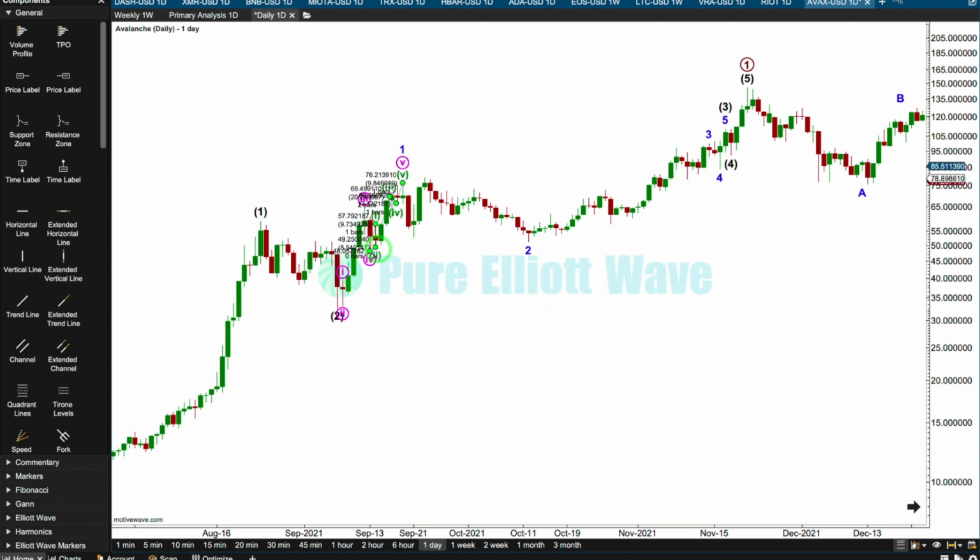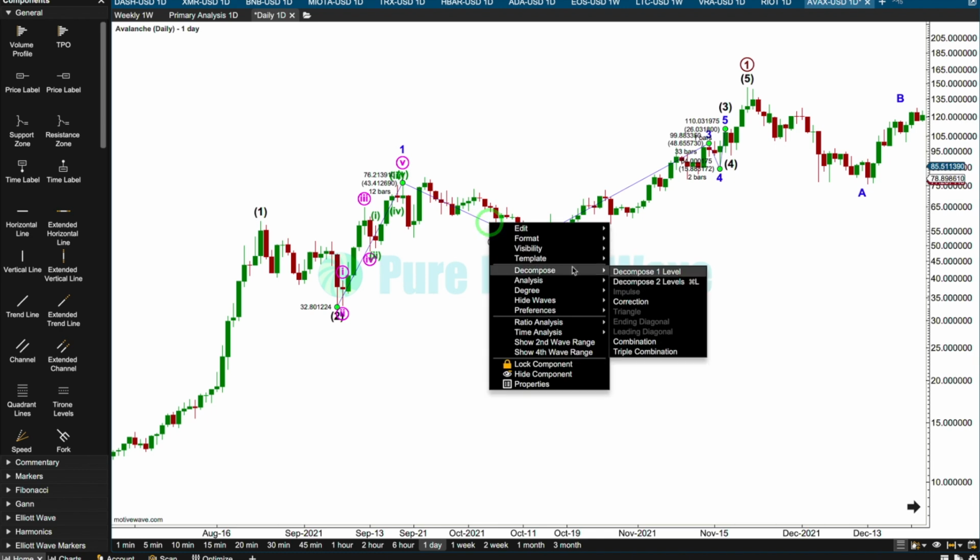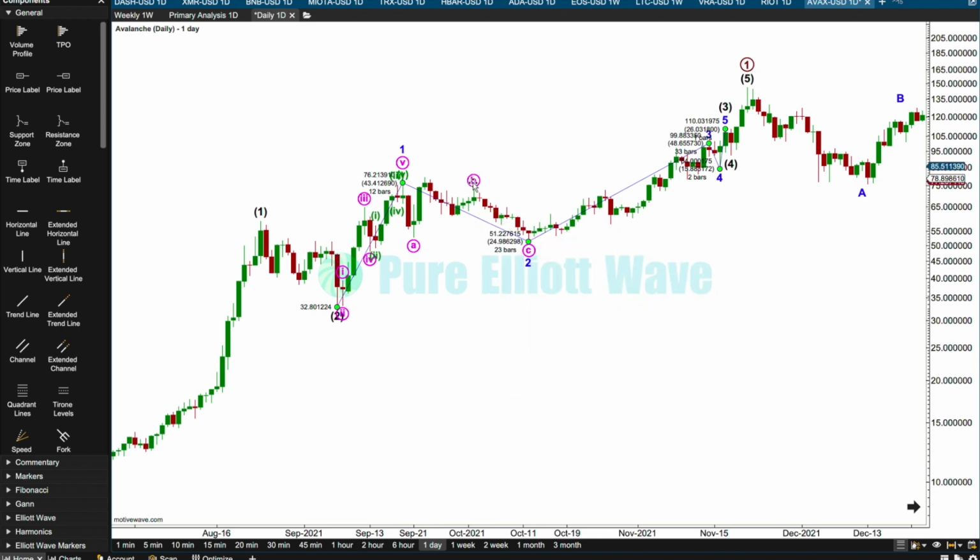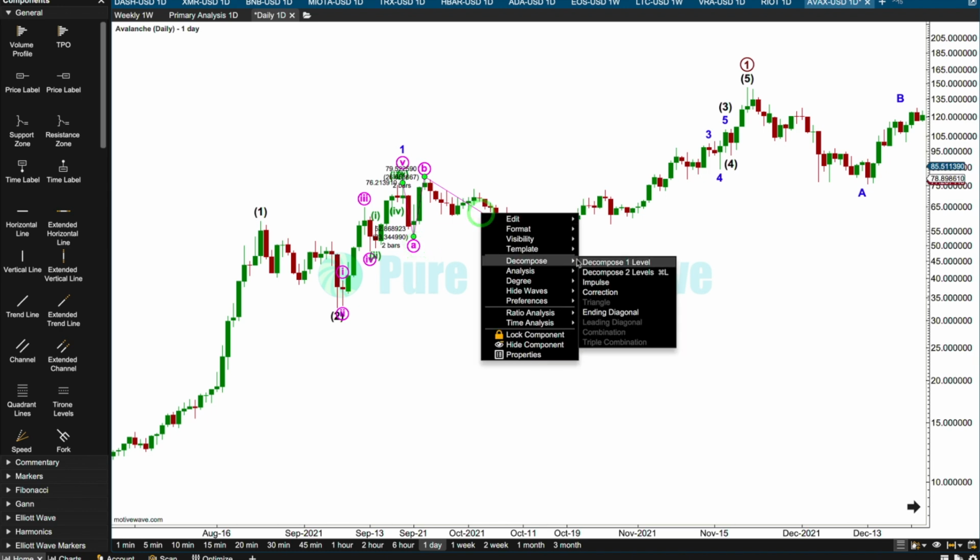Would you just put those labels where I intend them to be, please, motive wave? That'd be great. No? Okay. And then minor 2, an expanded flat. 52, 8, 6, 8, 9, 2, 3, 4. Yeah, C moves below A, so I'm avoiding a running flat. C looks like it might be an ending diagonal.